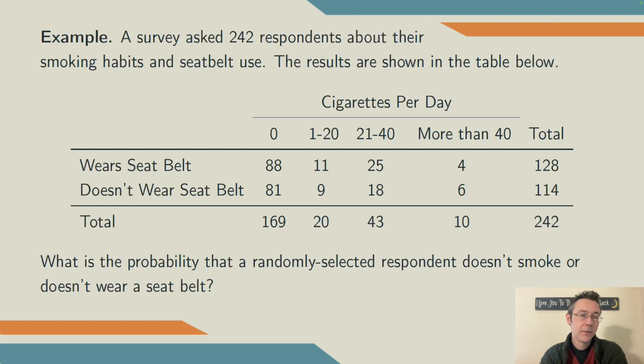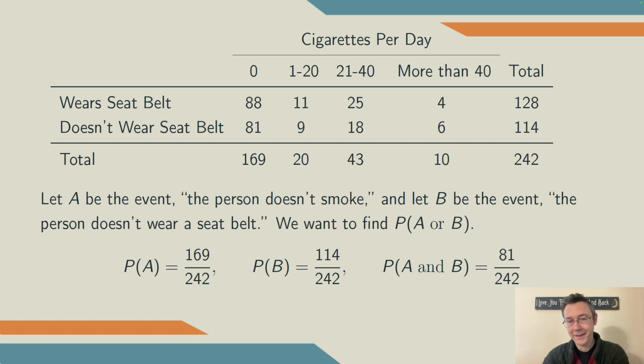One more example. We have a survey asking 242 people about their smoking habits and their seatbelt use. Here are the results. We'd like to know the probability that a randomly selected student doesn't smoke or doesn't wear a seatbelt. So again, take a second, pause the video, work it out before moving on. So we're going to use the addition rule again. It's another or problem. We're going to find the probability that the person doesn't smoke. There we're looking at the bottom row of this table. We see that there are 169 individuals that smoke 0 cigarettes per day out of 242 total.